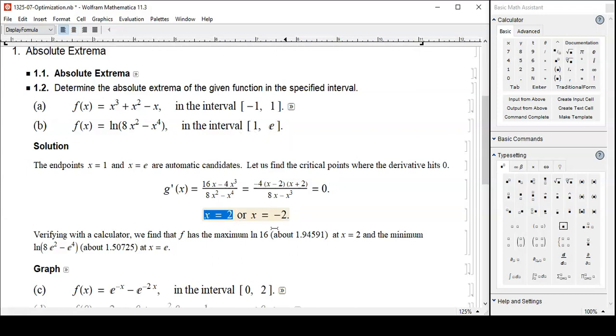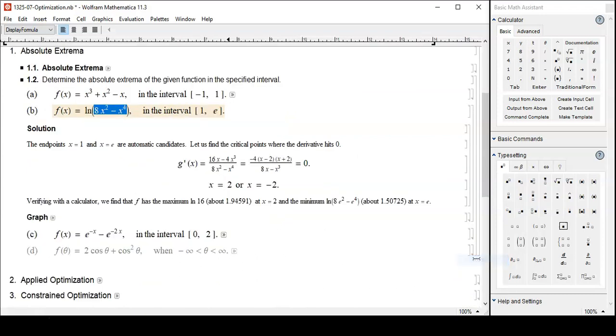X equal to negative 2, that's outside the domain. X equal to 0, that too is outside the domain. X equals 2, that's it. Just take the numerator and set it equal to 0. It's not a difficult equation to solve. You get x equals 2, and you can verify with a calculator. If you plug in x equal to 2 and run this computation, you're going to get log of 16, which is about 1.94 something. Okay, all right. Apparently that's what I got.